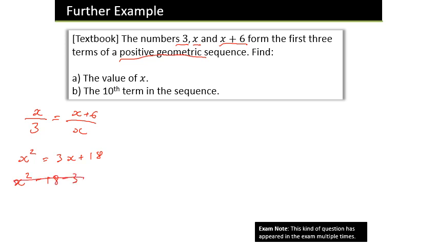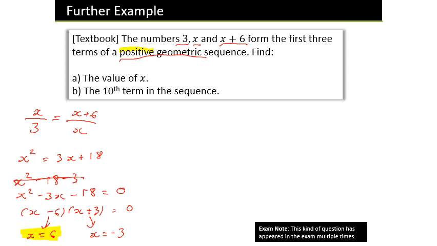Oh, I should have written that the other way around. This factorises. And so we get 2 different values for x could be. Either x could be 6 or x is negative 3. In this case, though, we are told it is a positive geometric sequence, and therefore x needs to be 6.